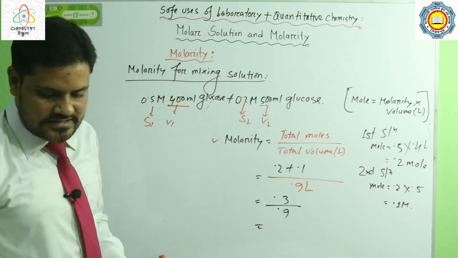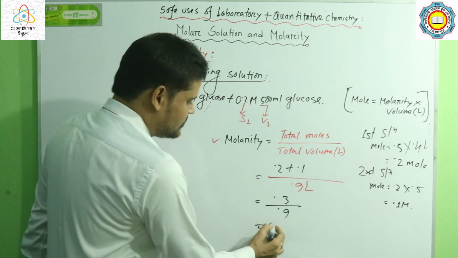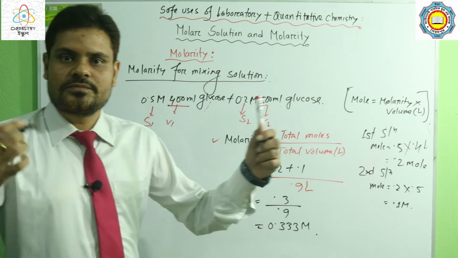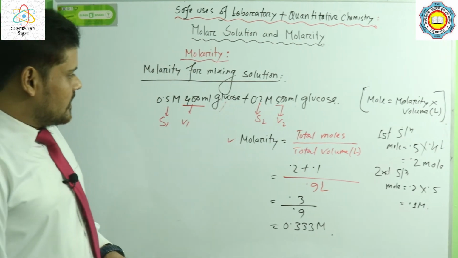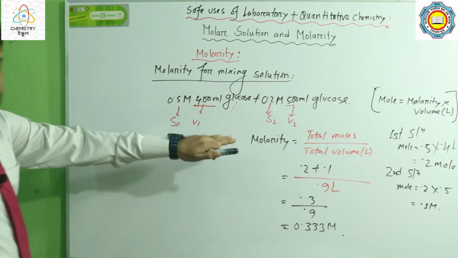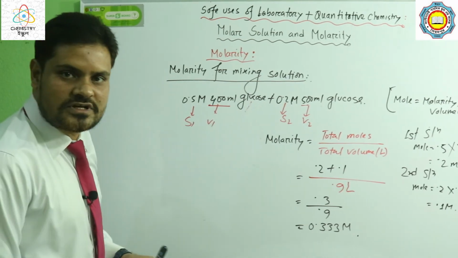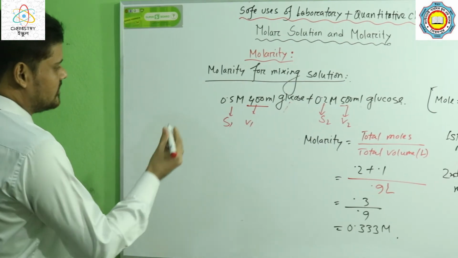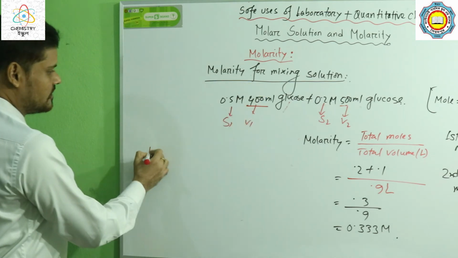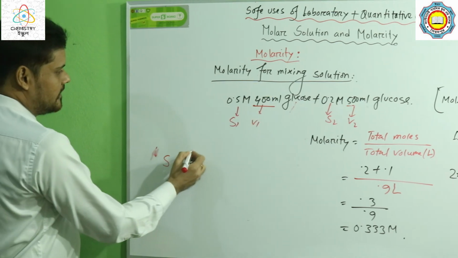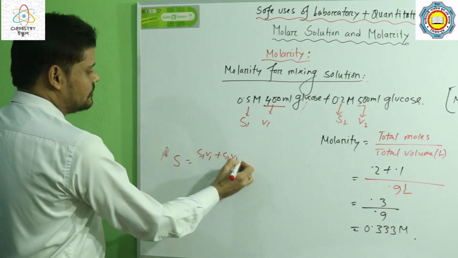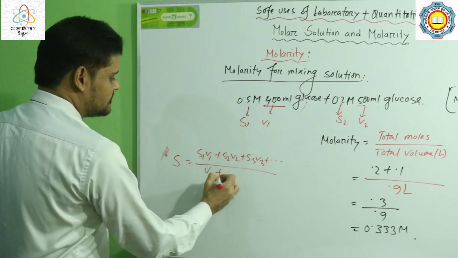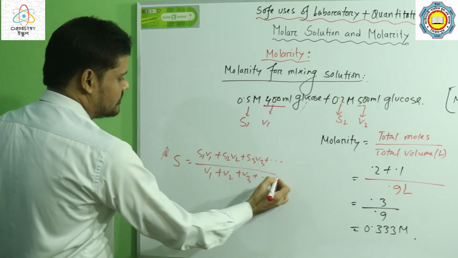Then we can easily get the concentration of the solution, which is 0.333 molar. I mean the molarity will be 0.333. And that is why we can easily express this molarity for the solution in a general mathematical expression. We can write down molarity S is equal to S1 V1 plus S2 V2 plus S3 V3 and so on, divided by V1 plus V2 plus V3 and so on, like that.